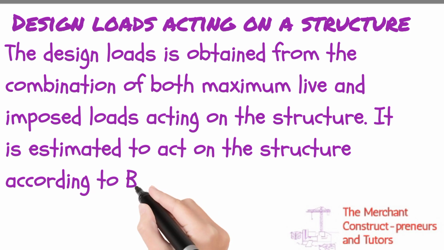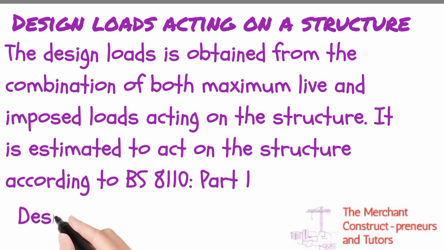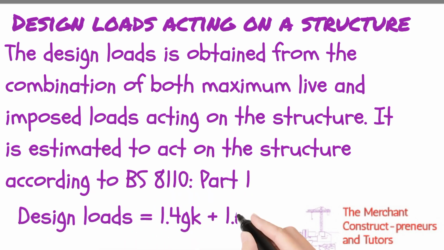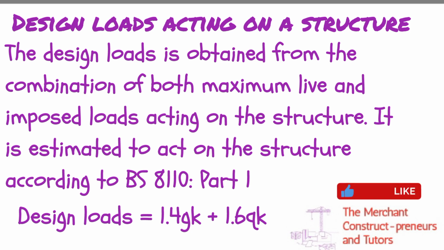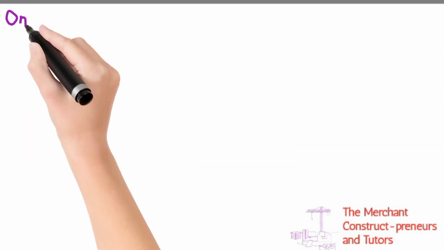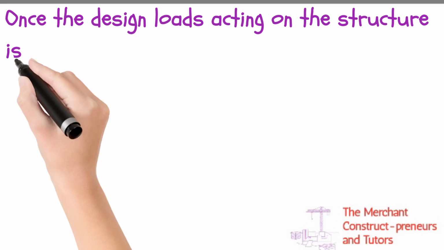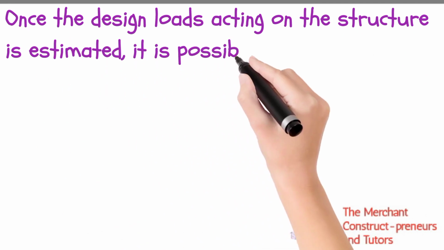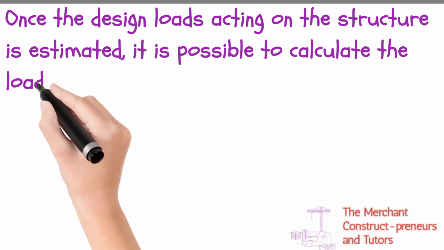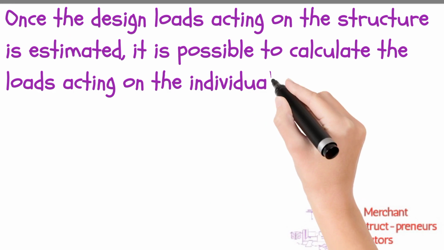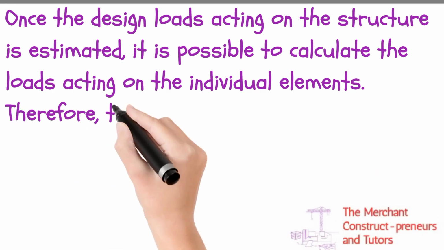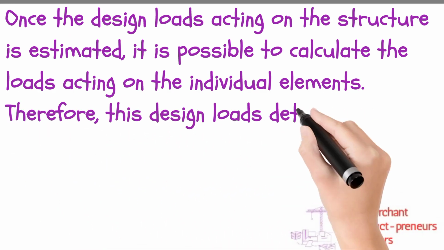Once the design loads acting on the structure are estimated, it is possible to calculate the loads acting on the individual elements. Therefore, the design loads determine the sizing, orientation, and positioning of various structural elements for safe transfer of loads to the ground. So if you are able to talk about every load that is there, for each of the elements, what is the load that is being transferred to it? Because we talked about the principle of load transfer.